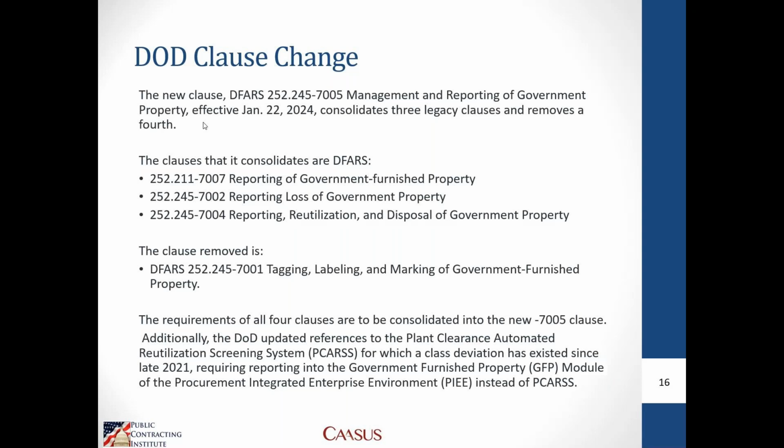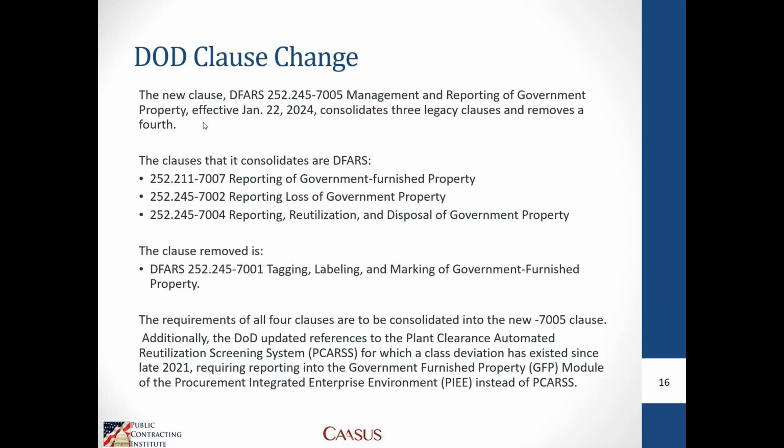252.245-7005. And what this clause does is it consolidates three of the previous clauses that existed, and it completely removes the fourth clause that existed. And so it takes the reporting of government property, loss of government property, and the reutilization and inventory disposal methods for government property and consolidates all of those clauses into the one parent clause now that exists in its stead as of January 22nd, 2024, the 245-7005 clause.